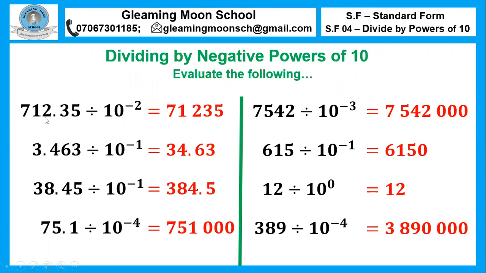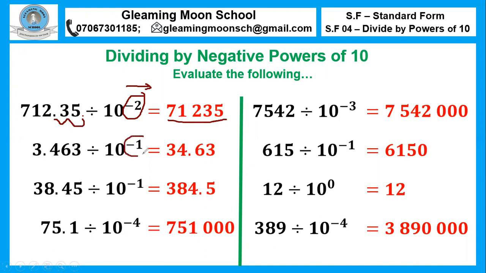So now we have 712.35 times 10 raised to the power of negative 2. And exactly the same thing, the rule says you move your decimal point 2 places to the right. The power says 2, so you're going to the right. And so you go 1, 2. So your decimal point becomes here, and that makes this a whole number.